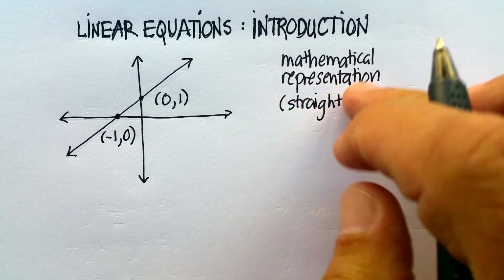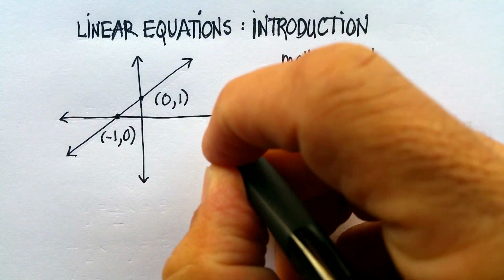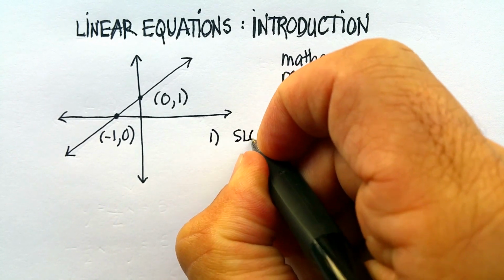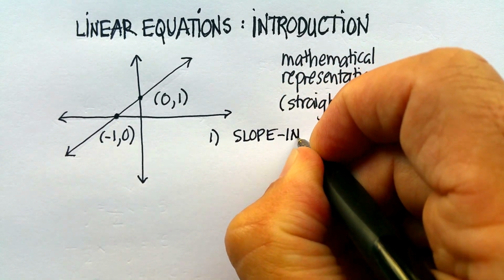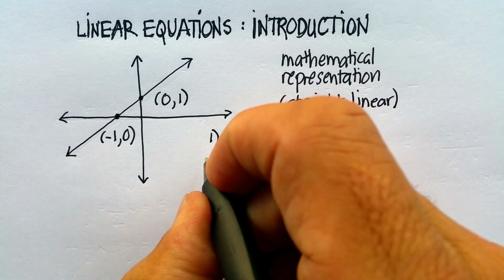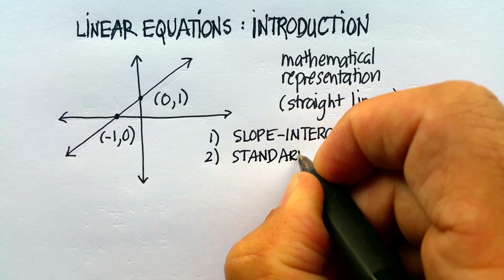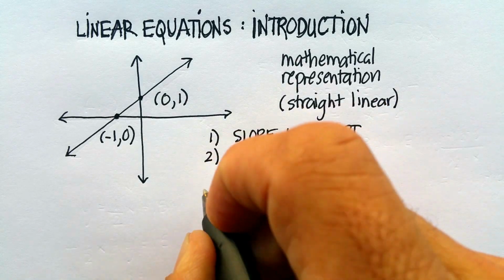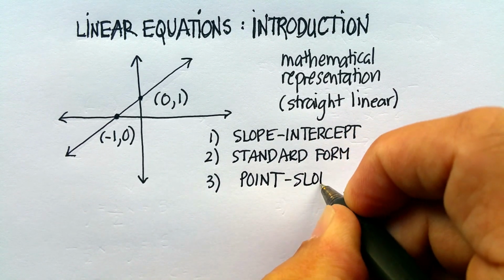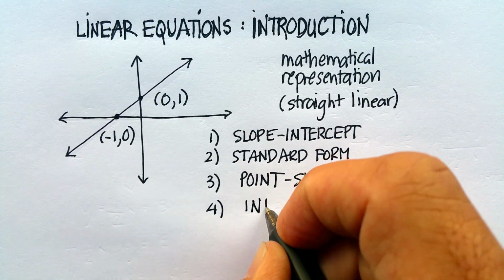Let's look at the 4 different forms we can use to represent this straight line. Now the first form that I want you to learn is called the slope-intercept form. Let me just write all these out first for you, and then we'll go back and fill in some of this stuff, okay? The standard form is the second one. The third form is called the point-slope form. And the last form I want you to learn is called the intercept form.